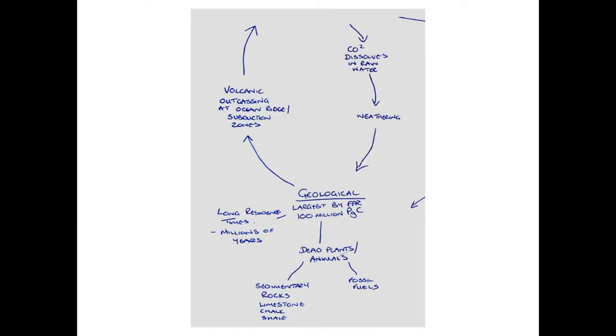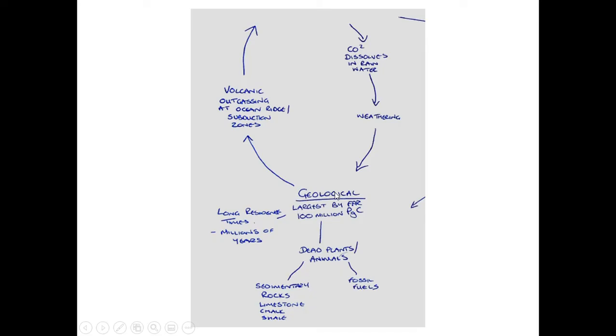Basically, what has happened is that all the dead plants and animals which have died and decomposed can then get turned into sedimentary rocks such as limestone, chalk, shale, or, if there is a lack of oxygen present, they may turn into the key fossil fuels, oils and gases. And so this is where much of the geological carbon is stored.